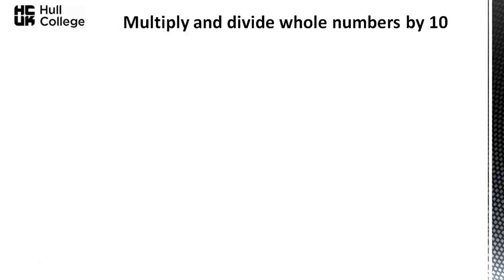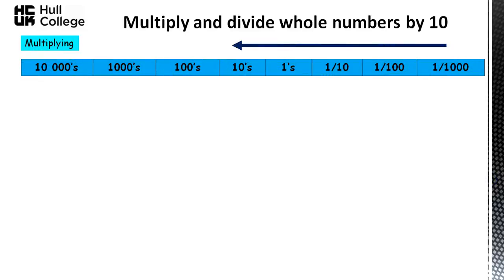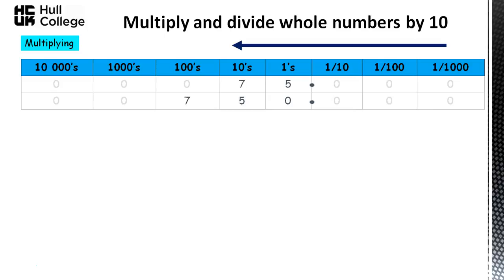When multiplying and dividing numbers by 10, we can use the place value table to do this effectively. To multiply 75 by 10, we move the number one place to the left and add a 0. This gives us the answer 750. So 75 times 10 equals 750. To then multiply 750 by 10, we move the number one place to the left and add a 0. This gives us the answer 7,500, and so on.